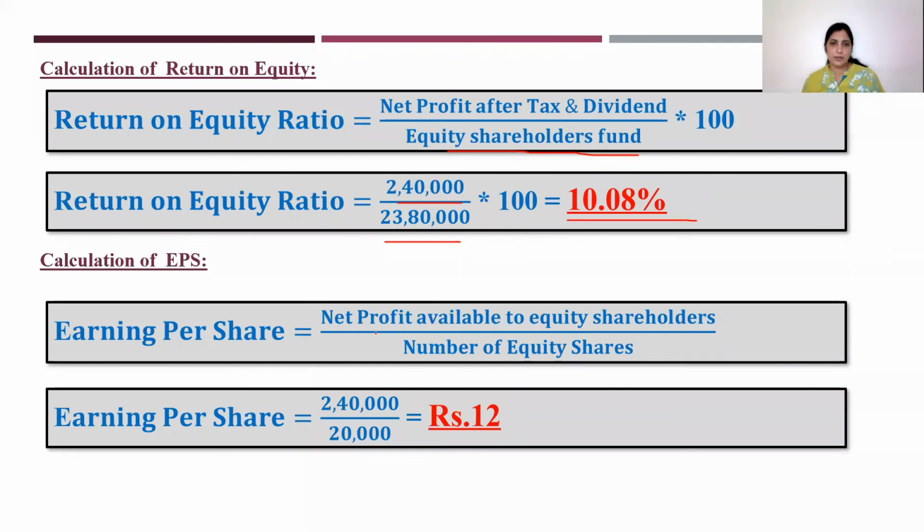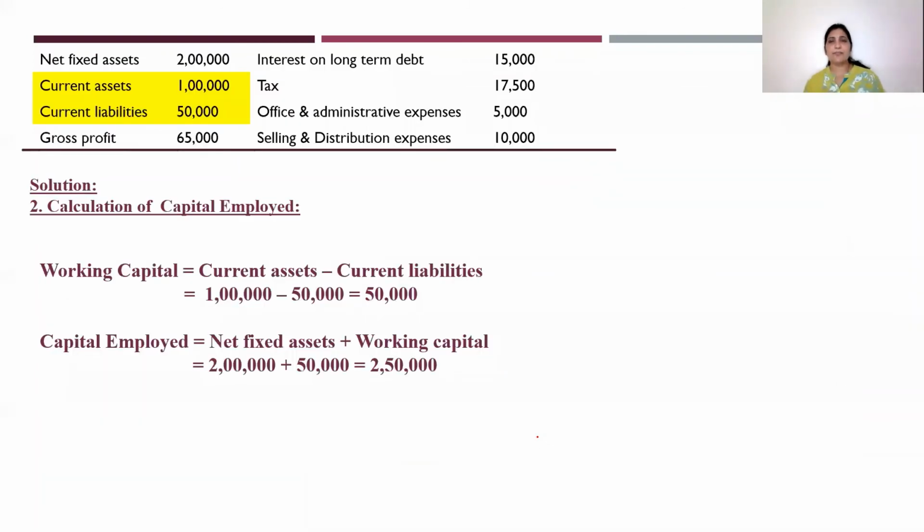So EPS, you have net profit available to equity shareholders divided by number of equity shares. Net profit available is already given, 2,40,000 divided by 20,000 equity shares. So you'll get this as rupees 12. The EPS is in rupees, earning per share. It is 12 rupees. Okay. All of you have got this.